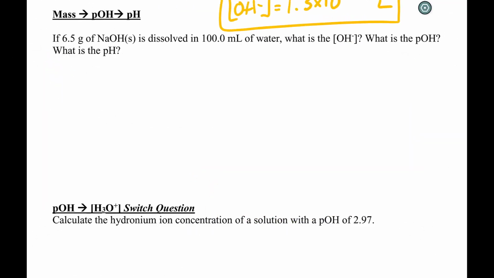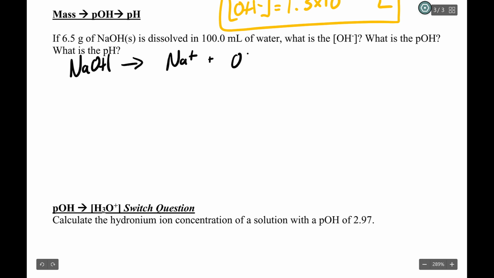In our last 2 questions, we're going to look at doing a couple multi-step processes. The first one says, if 6.5 grams of sodium hydroxide is dissolved in 100 milliliters of water, what is the hydroxide ion concentration, the pOH, and the pH? The first thing I would do is write out a dissociation equation. Sodium hydroxide would dissociate in water to produce sodium ions plus hydroxide ions. Now they haven't given us the mass of hydroxide, but stoichiometrically, for every 1 mole of this, there is 1 mole of this and 1 mole of this.